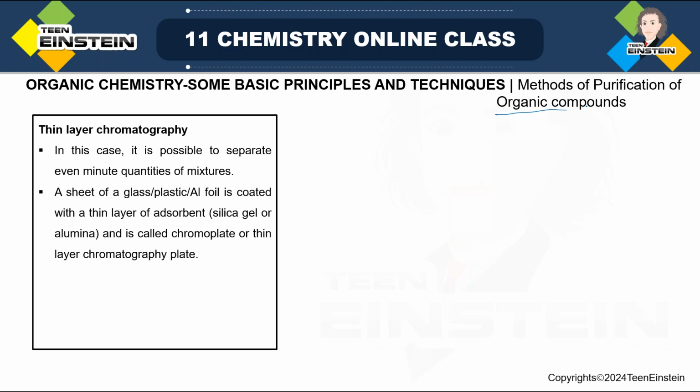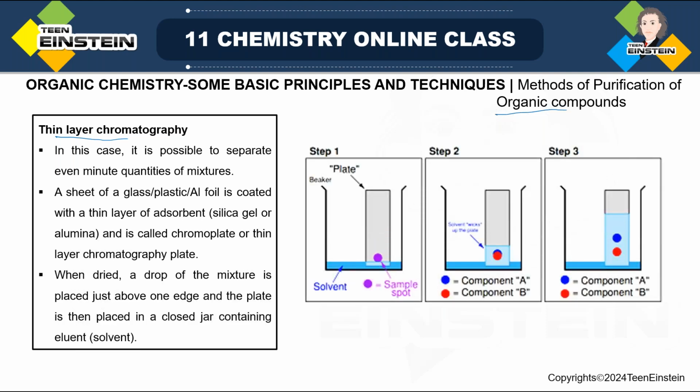Okay. So under this heading of methods of purification of organic compounds, we just had an initial idea about thin layer chromatography in the last class. Thin layer chromatography is a type of adsorption chromatography. Under adsorption chromatography, we have already covered column chromatography, and the second type is thin layer chromatography. Today we will try to understand how it looks and how the process is done.